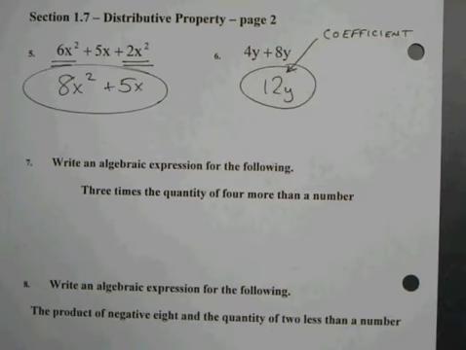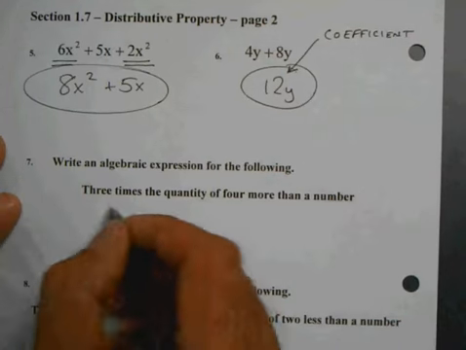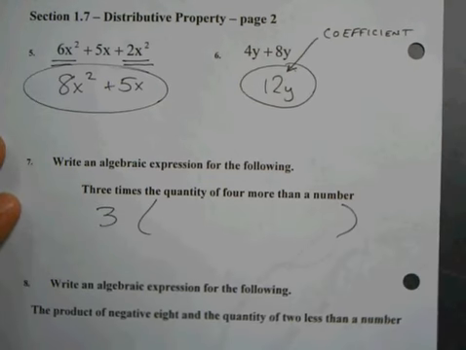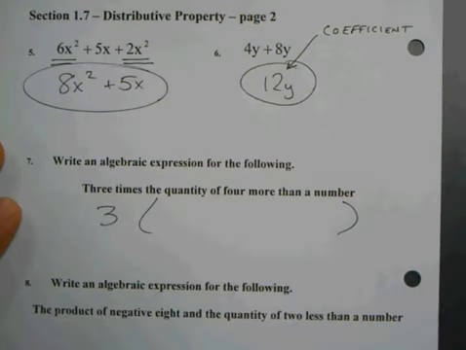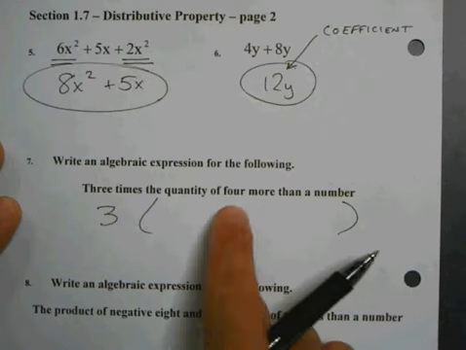Number 7, it says write an algebraic expression for the following. 3 times the quantity. First time we've had the words the quantity. Whenever you see the words the quantity, whatever follows it goes in parentheses. So, let's start. 3 times the quantity. So, 3 times the quantity. 4 more than a number.